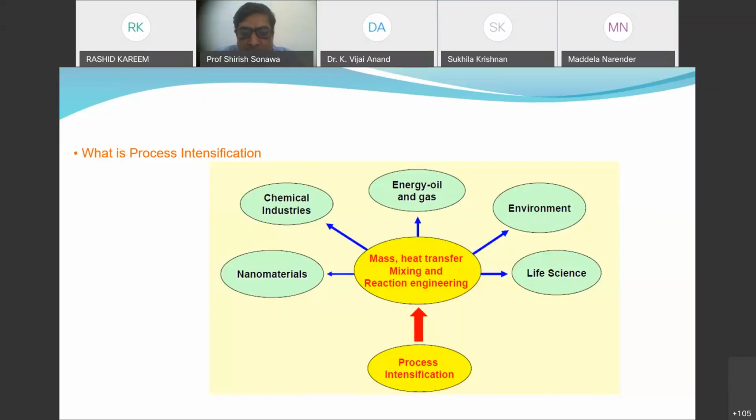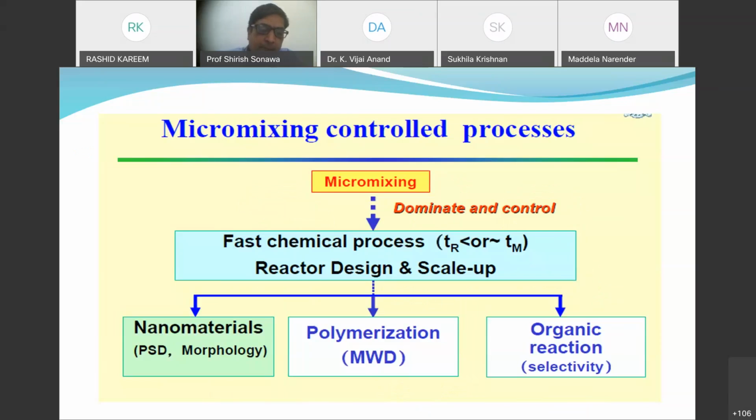So we'll focus on these nanomaterials. First, these two approaches: the microreactor based approach, and second, the ultrasound based approach. We are going to see both approaches in detail, and basically we are focusing on the different kinds of applications.